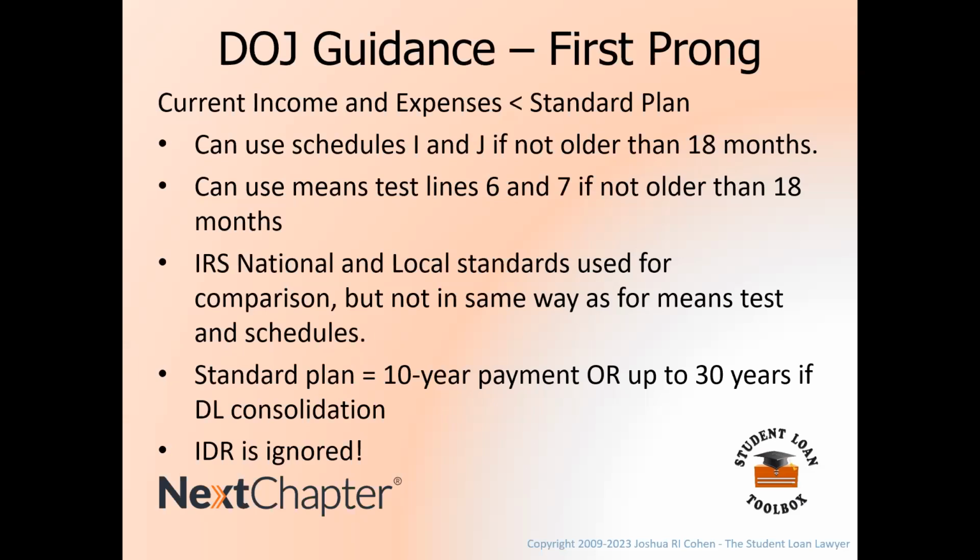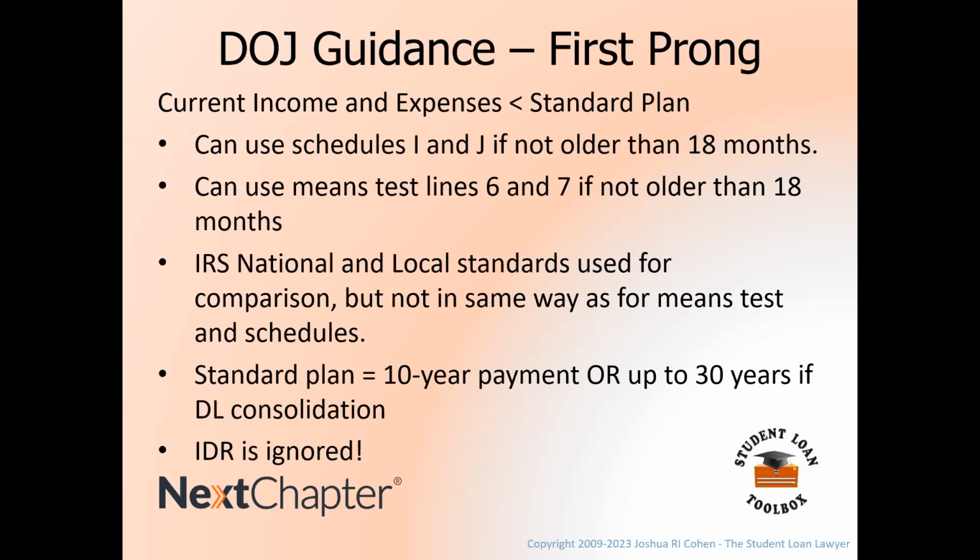IRS national and local standards are used for comparison, but not quite in the same way. You'll see it on the form. Now, the standard plan payment is either a 10-year amortization, or if you have a direct consolidation loan, it's actually a 30-year amortization.